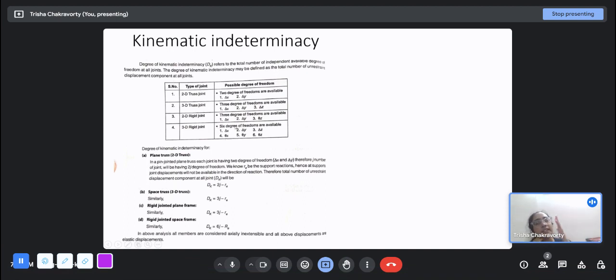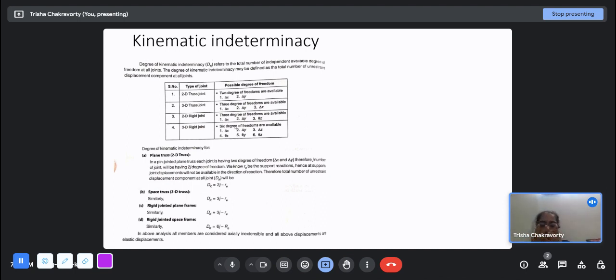Basically, in three dimensions, there are a maximum of 6 degrees of freedom possible, because there are two types of displacement: translation and rotation. Translation can be in three directions in three-dimensional space. Of course, we do not talk about 4 dimensions.